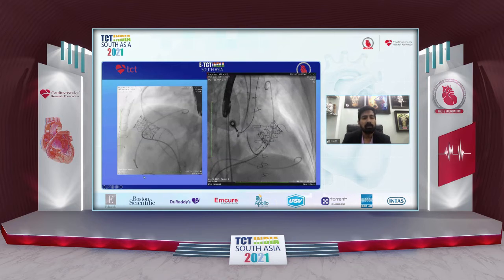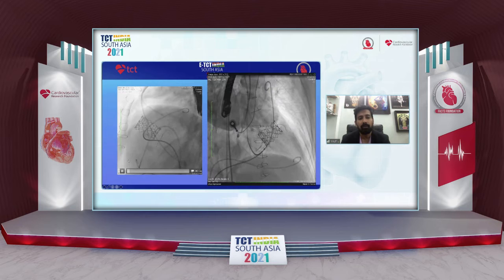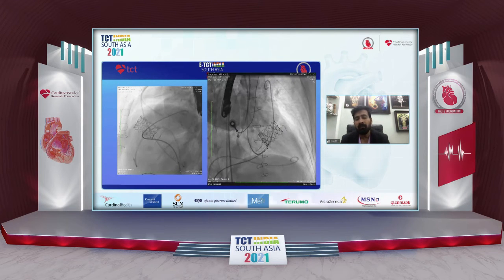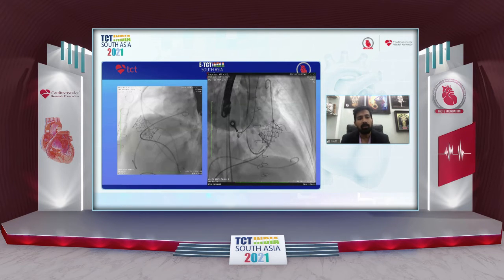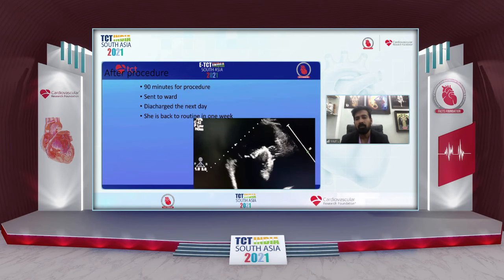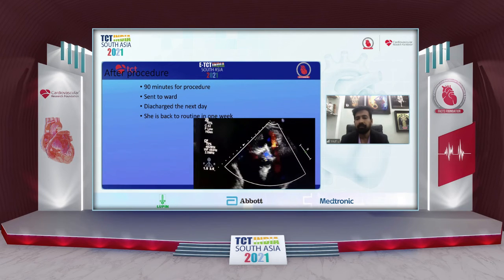So here you can see the post implantation angiogram showing a good stable position of my valve. It offers good grip across the pulmonary artery and a good result. And this lady is at 2 years follow-up, and this is the result now. There is no more than mild PR, no obstruction, and she's doing well.